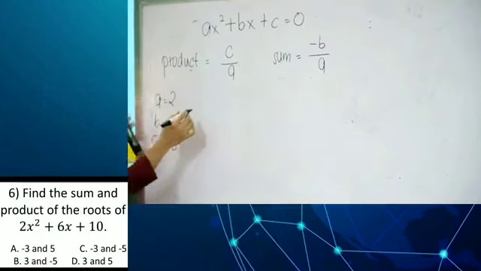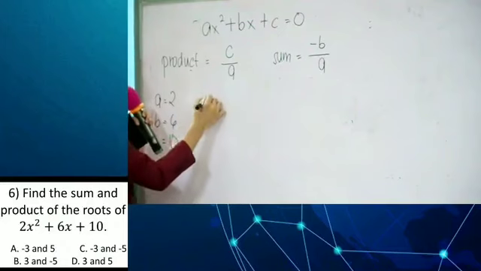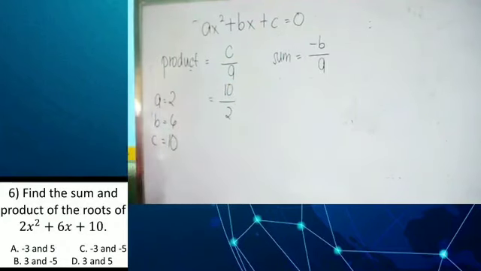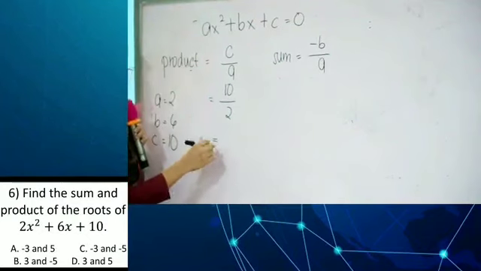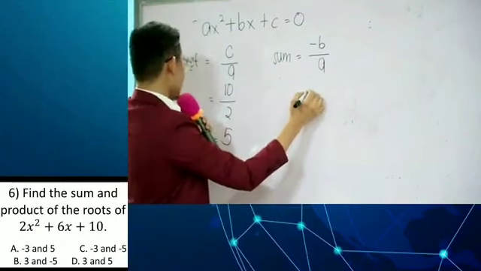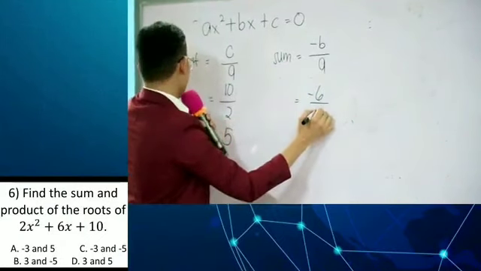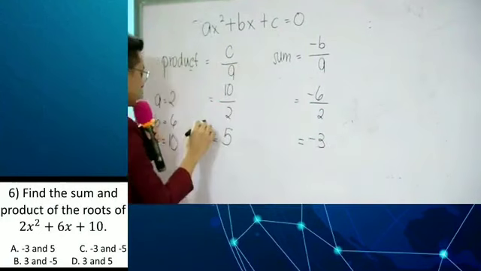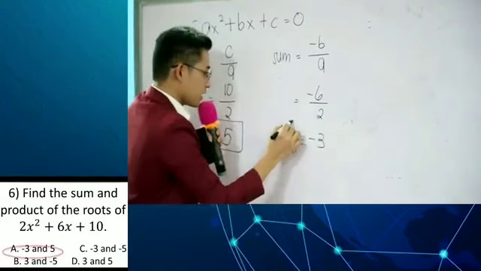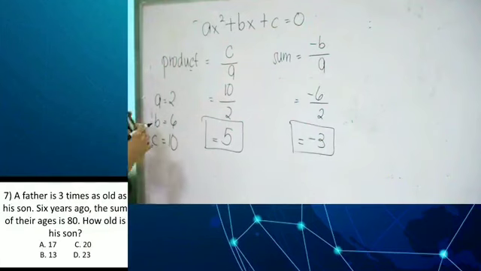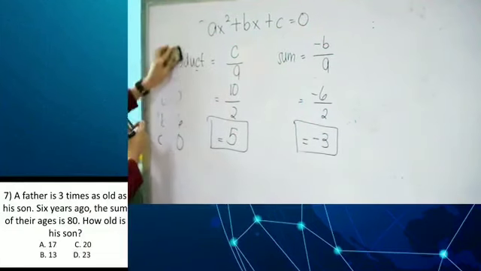Okay? So next, let's substitute for product, that is c over a, which is 10 over 2. So the product of the roots is 5. Okay? How about the sum? That is negative 6 over 2, which is negative 3. So therefore, the answer for the product and sum is 5 and negative 3, which is letter A. Okay, that's it. Next question.